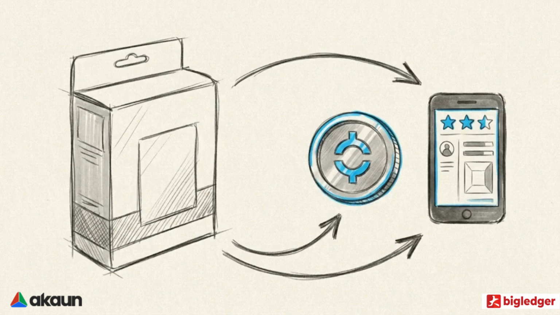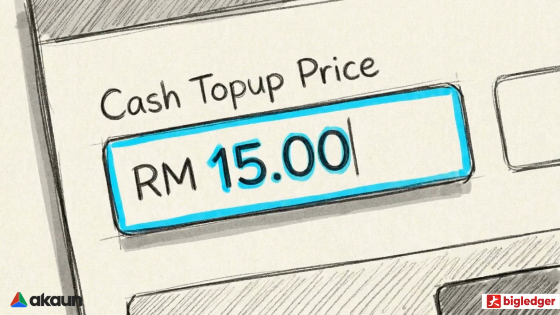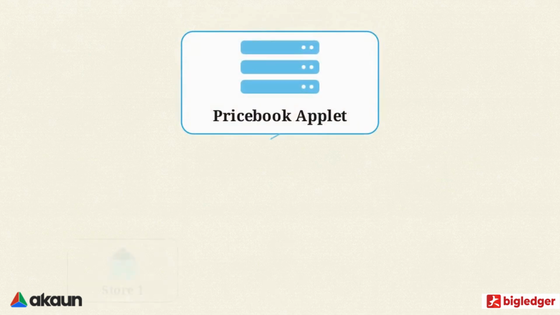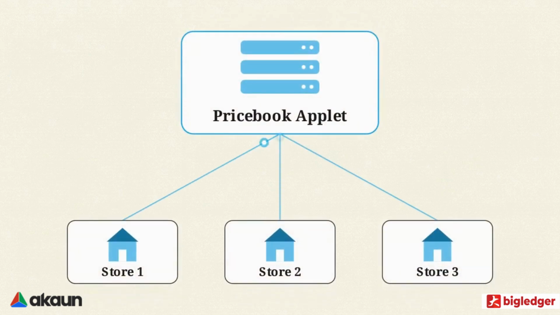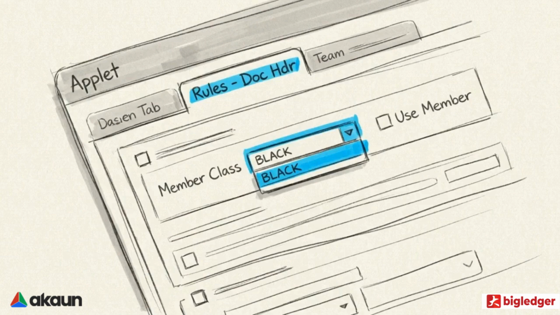To allow customers to buy an item using a combination of points and currency, this is also where you define the cash top-up price. While item-level rules are useful, the Pricebook applet allows you to build broader, store-wide point-earning campaigns. In the Dock Header Rules tab, you can target specific membership tiers. For example, ensuring a promotion applies exclusively to Black class members.